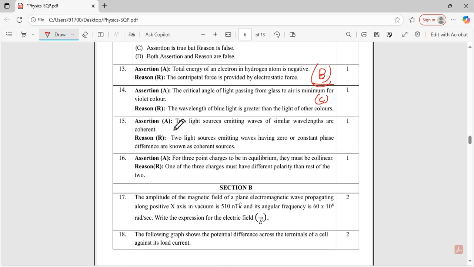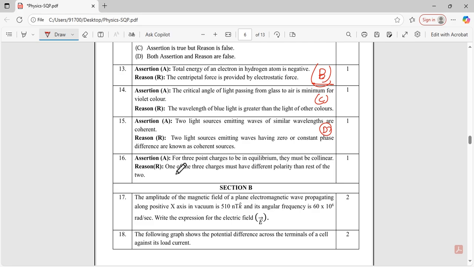And question number 15. Two light sources emitting waves of similar wavelength are coherent. Two light sources emitting waves having zero or constant phase difference are known as coherent sources. Hmm, there are two false statements, so that's option D. Neither statement is right.